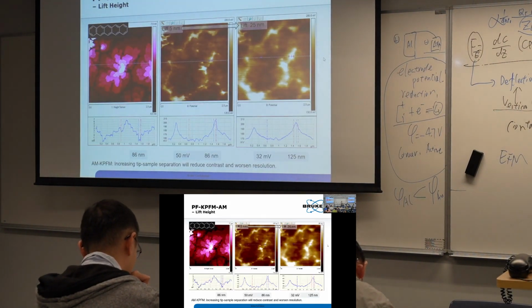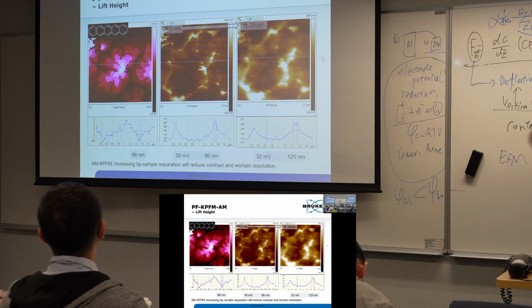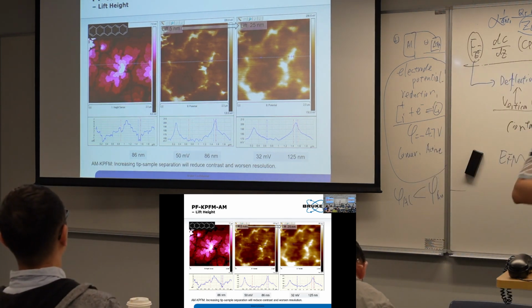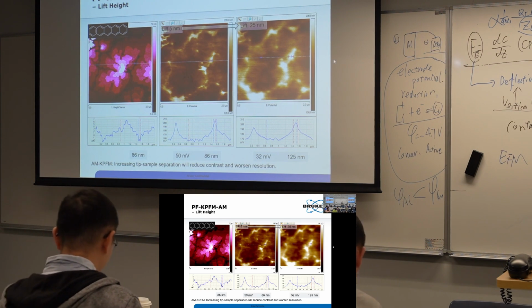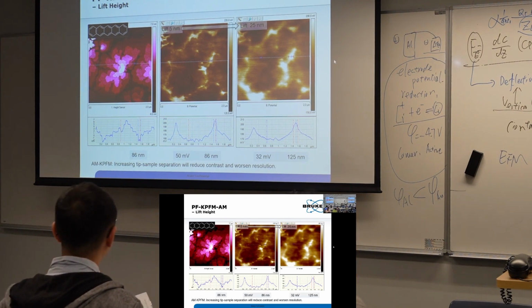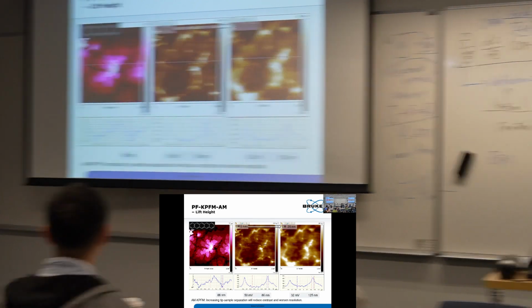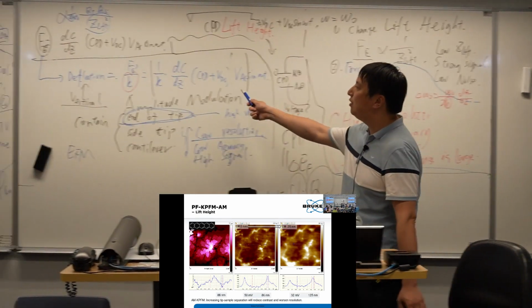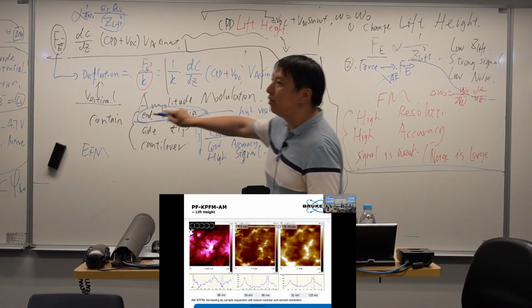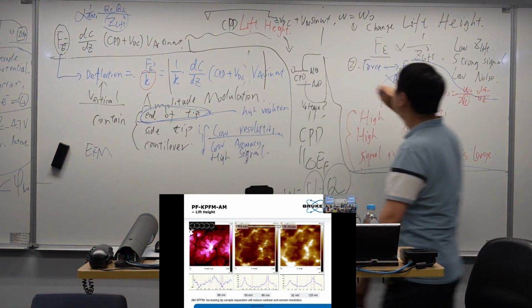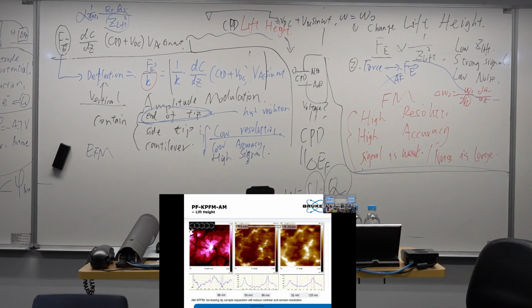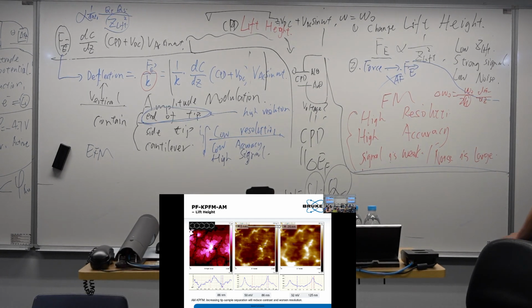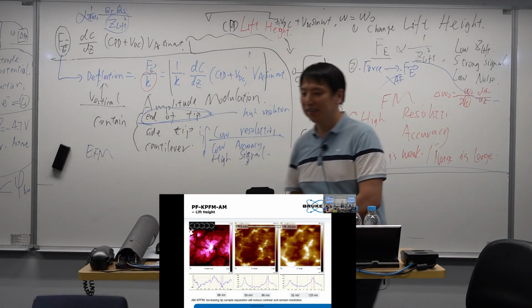Okay, I think that's all about our normal KPFM. Any questions about this? Okay, so it just uses Kelvin's method. We adjust the VDC until the vertical signal equals 0, or the frequency shift is 0. That's Kelvin's method. Okay?